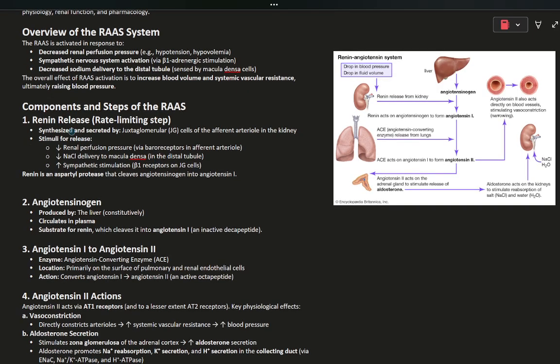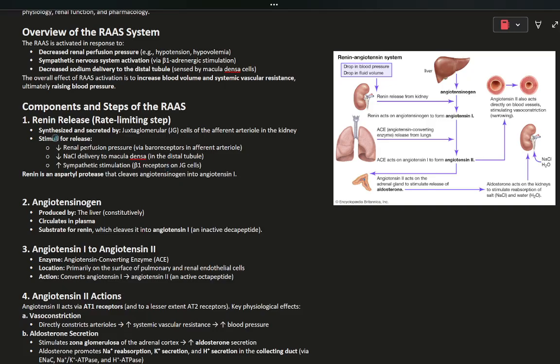Thus, release of renin is stimulated by the following: decreased renal perfusion pressure, which is sensed by the baroreceptors in the afferent arteriole; decreased sodium chloride delivery to the macula densa in the distal tubule; or increased sympathetic stimulation through increased stimulation of the beta-1 receptors on the juxtaglomerular cells.